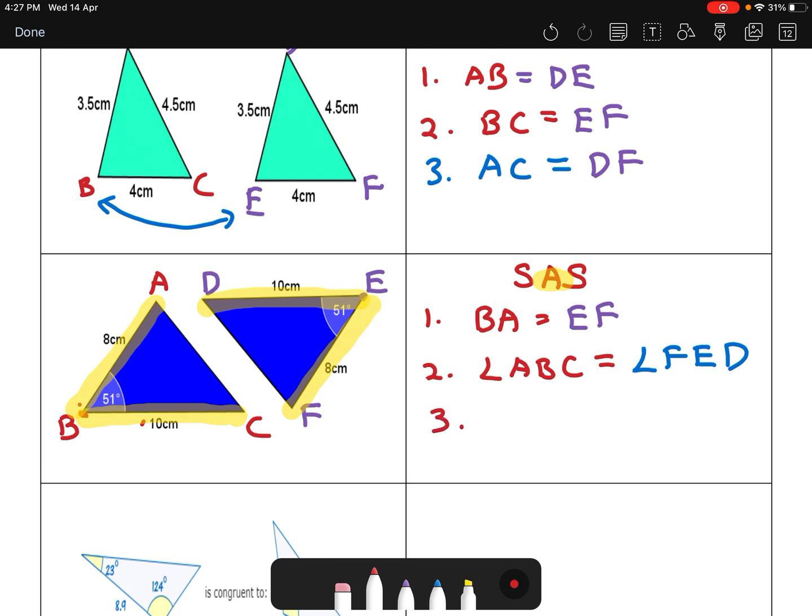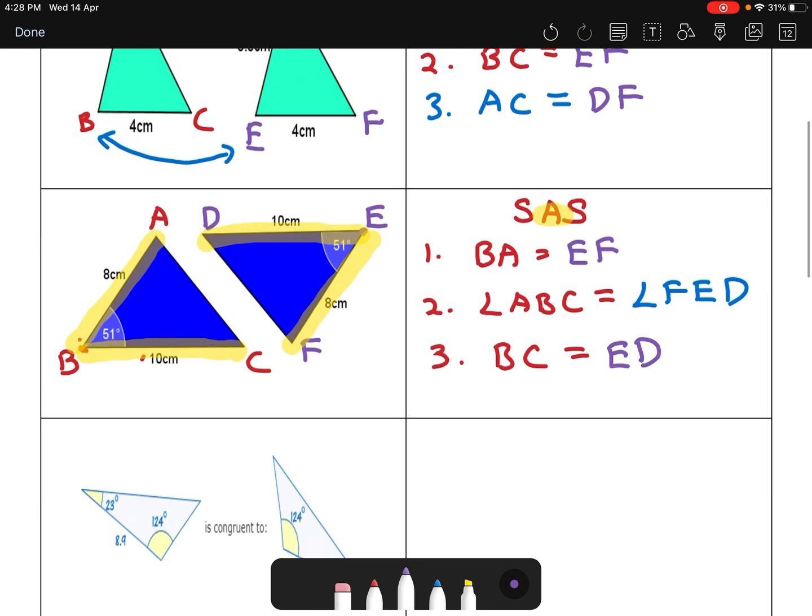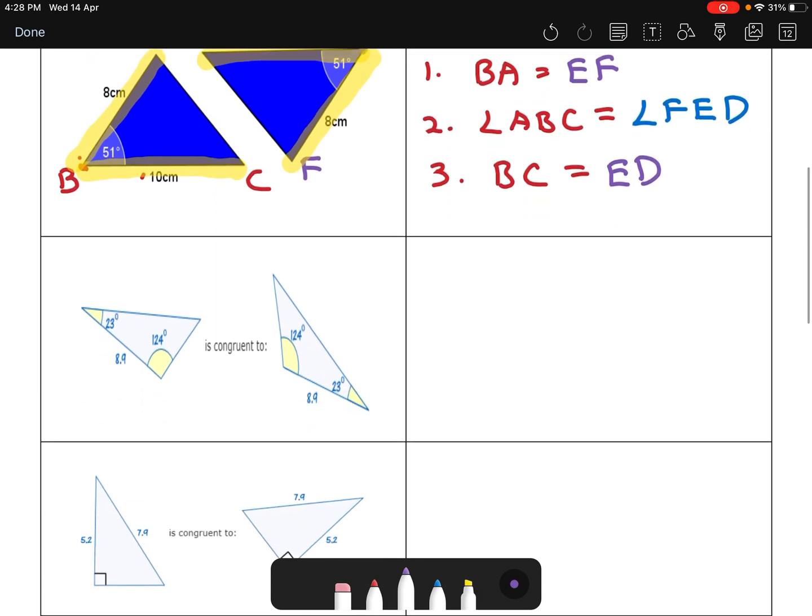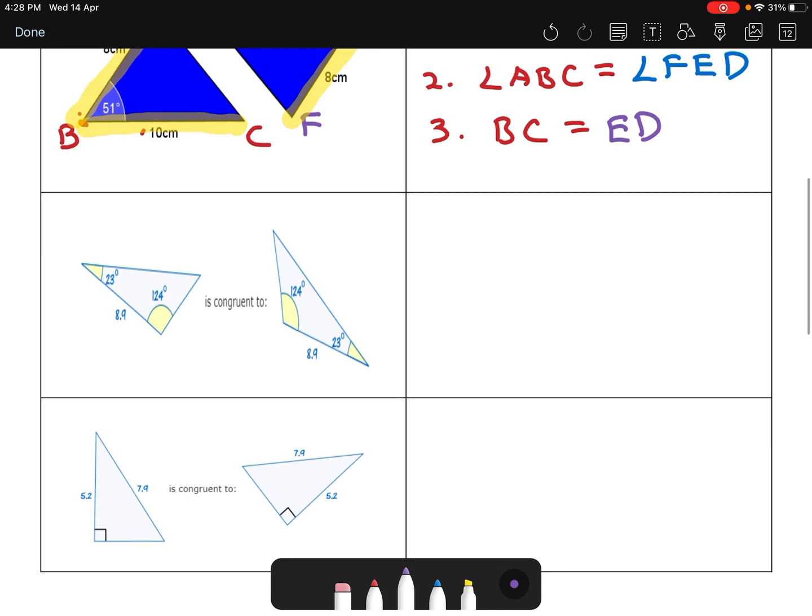Last but not least, another side. BC is equal to the length of 10 centimeters, so it is equal to ED. So I've proven that these two triangles are congruent. This is SAS.